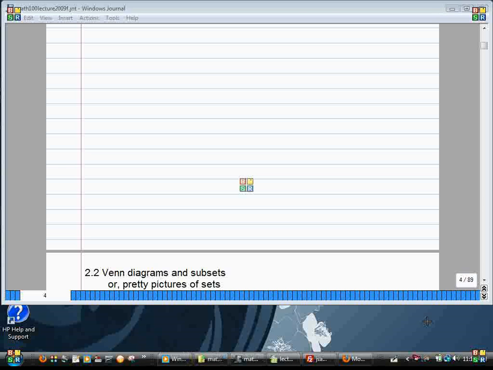Okay, let's get started with it. So today we're going to talk about, well, last time we talked about sets. What is a set? How do you represent a set? How do you talk about sets? So now we're going to talk about Venn diagrams, or as I like to call them, pretty pictures of sets.